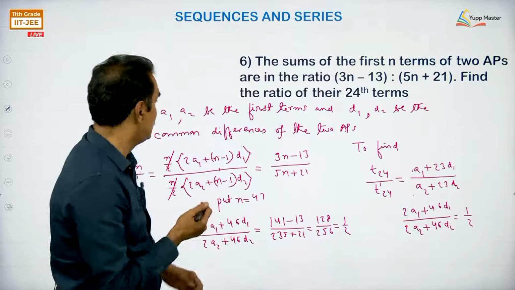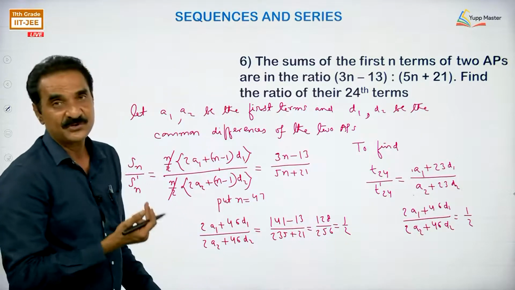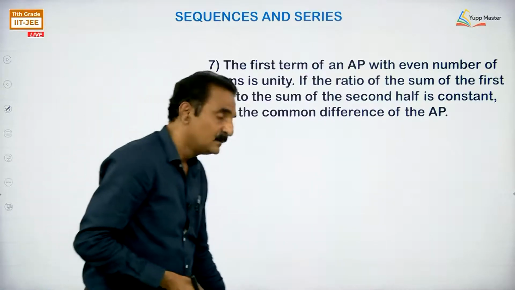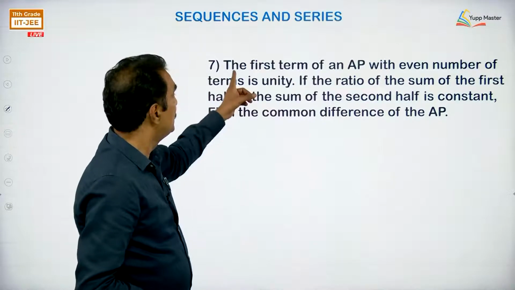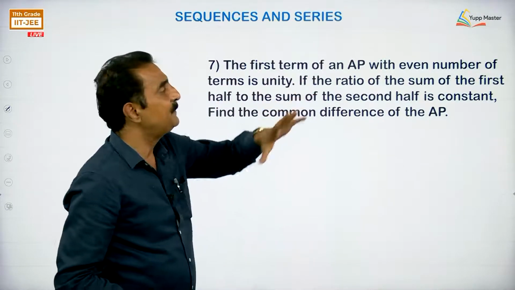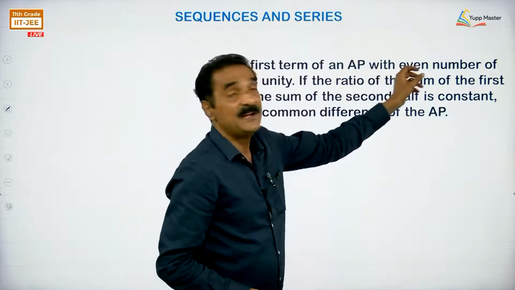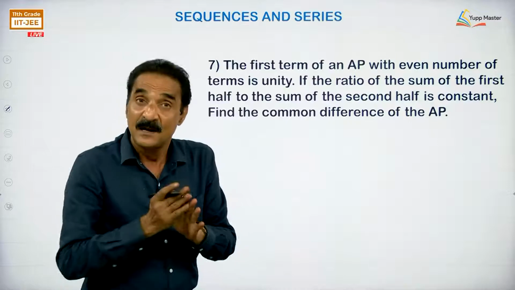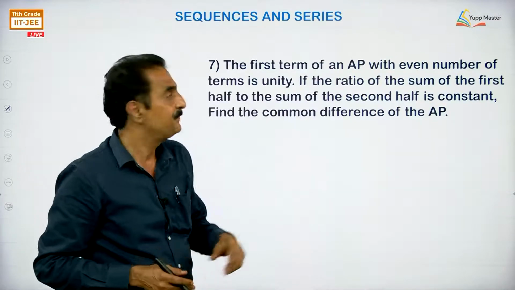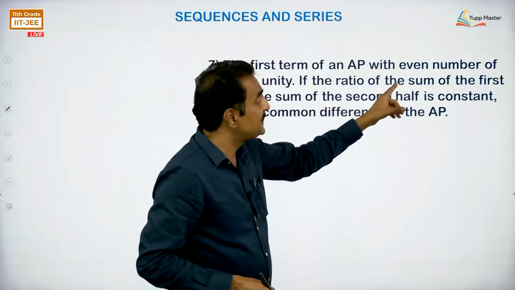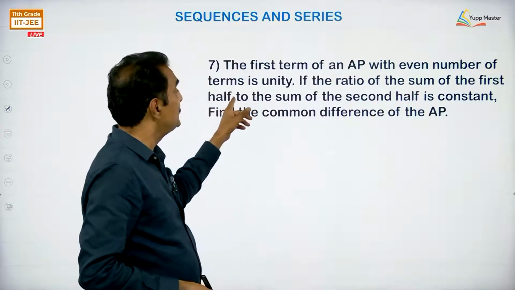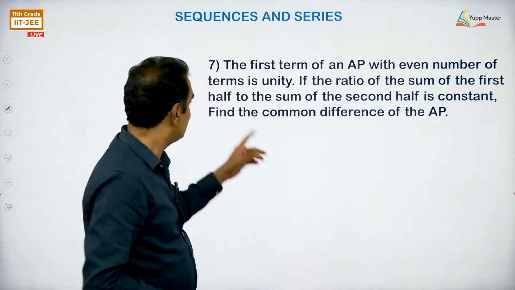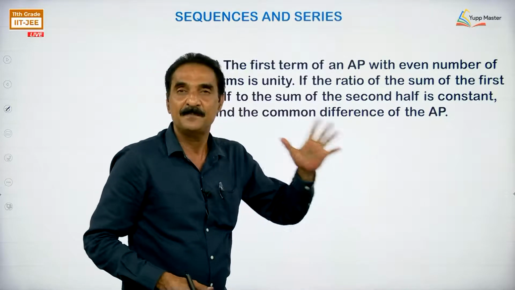All right. Now let us take up the next question, and the last question probably. The first term of an AP with even number of terms is unity. First term is 1, number of terms is even. If the ratio of the sum of the first half to the sum of the second half is a constant, then find the common difference of the AP. Very nice question.